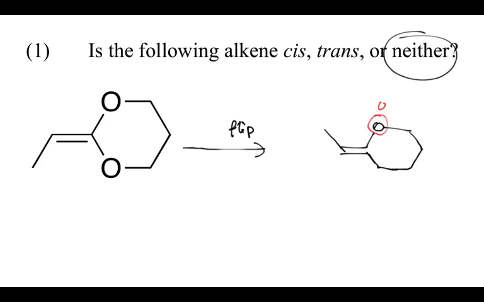So this is priority A, this would be priority B. Here, hydrogen is priority B, and this is priority A, the carbon. So you see they are on the same side with the higher priority. So there would be Z for zusammen, so it would be Z and not E.